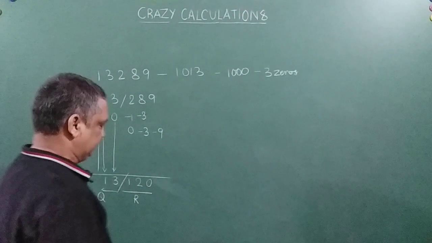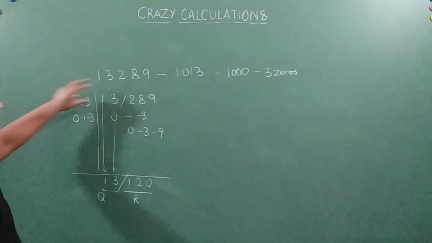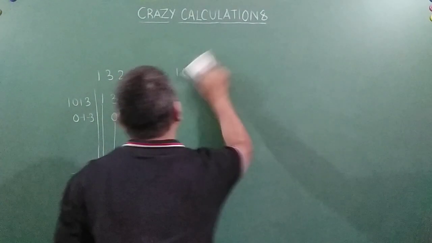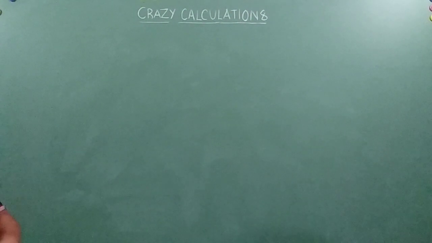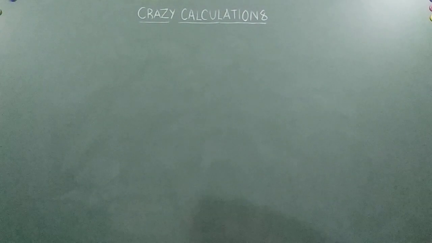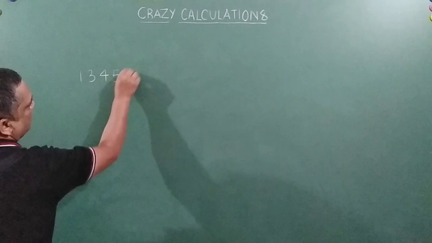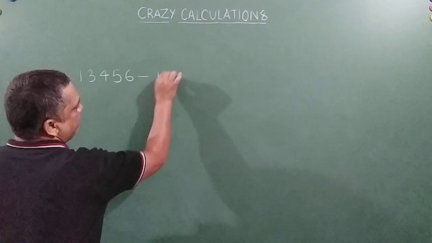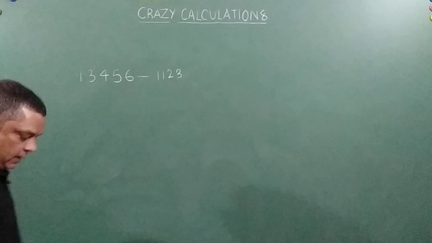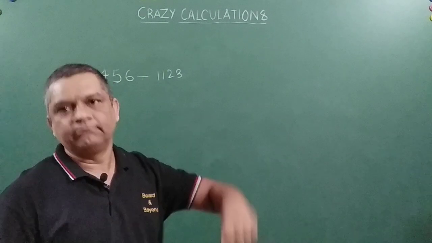Correct? Okay. Let's take up one more problem. This was fairly simple. Only thing was that it was a 4-digit number. Divisor was of 4 digits, right? So let us take up quickly one problem. 13456 divided by 1123. This again is a 4-digit number, right? Closer to the base 1000, no problem. Higher than the base.